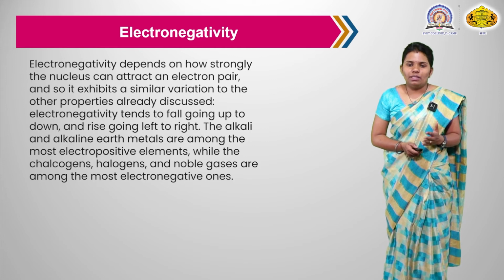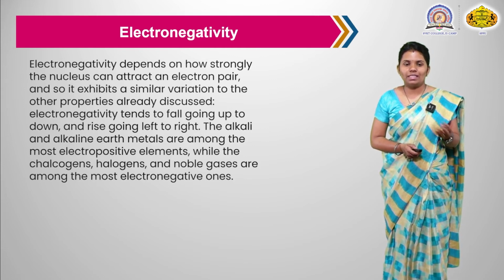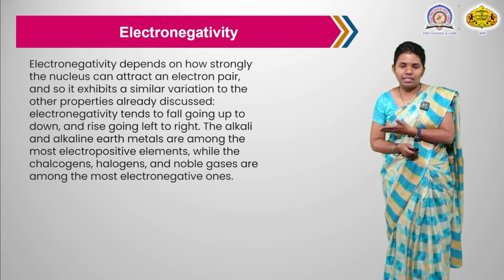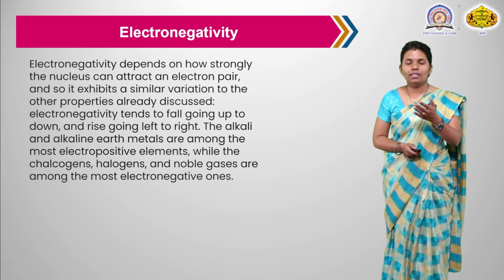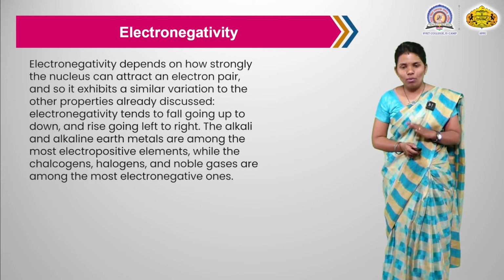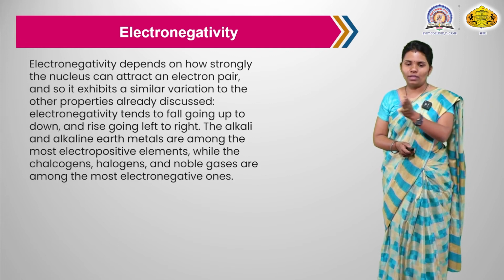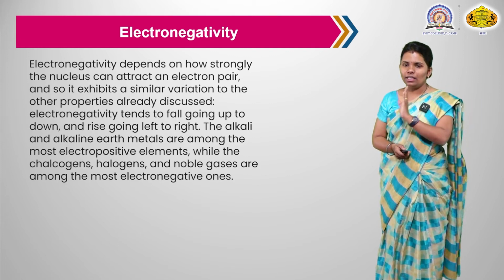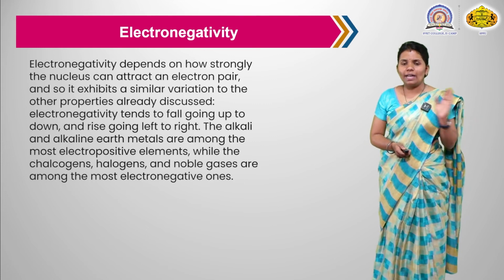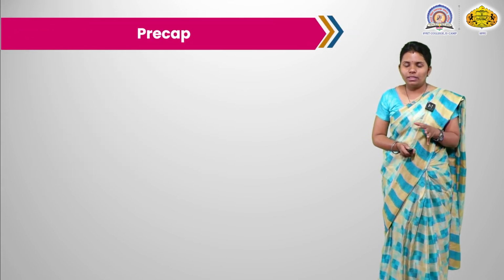The alkali and alkaline earth metals are among the most electropositive elements, while the chalcogens, that is the oxygen family, the halogens, that is fluorine, chlorine, bromine, iodine and astatine, are among the most electronegative ones. So, you can remember it as, as we go from left to right, the electronegativity increases. As you go from left to right, the atomic radius decreases. So, these are the basic trends in periodic properties.